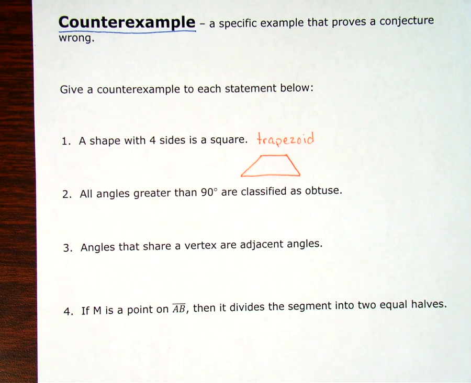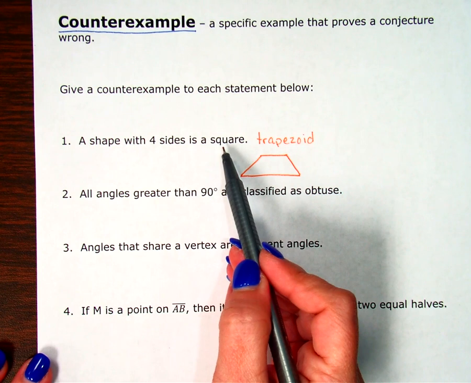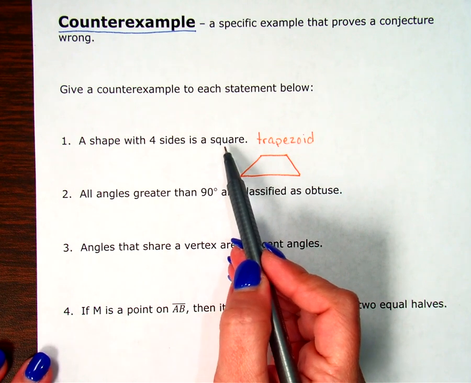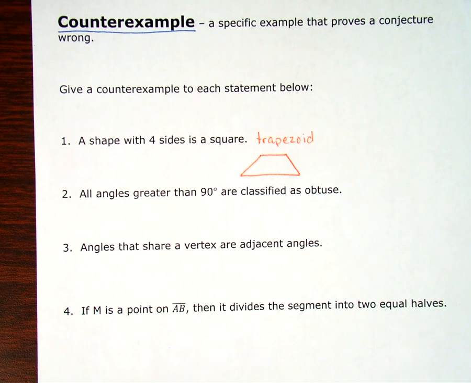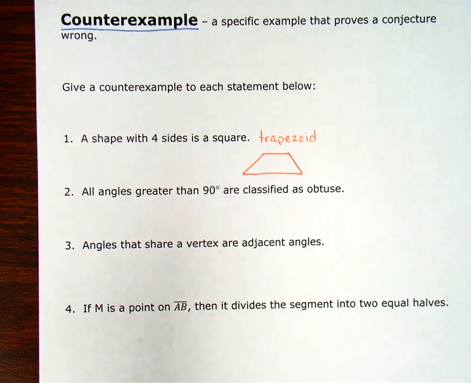So anything that has four sides but is not 90-degree angles and equal sides would be a counterexample to number 1. A shape with four sides doesn't have to be a square. I only need to draw one counterexample. There's lots I could give, but I only have to give the one, okay?